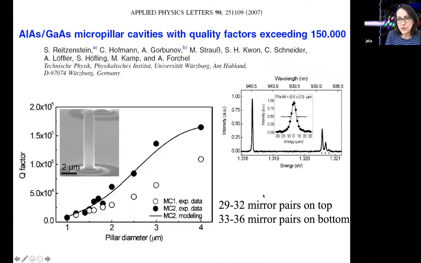I had a question for you. Here they note 29 to 32 mirror pairs on top and 33 to 36 on the bottom. Why is the number of mirrors on top and bottom not the same? Any thoughts? They have a substrate on the bottom. They have a substrate, but you can actually still make the same number of pairs on top and on bottom. So why would they change it? What do you think? Why is it asymmetric? If it was symmetric, what would happen?